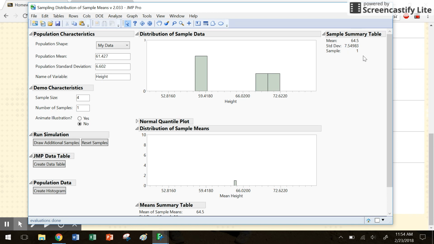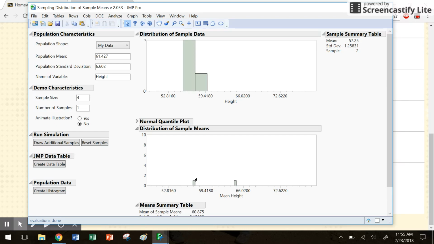So for that particular sample, this is the sample mean, X bar. So the sample mean up here is 64.5. So on this lower plot, we've got a rectangle above 64.5. If we do it again, say draw additional samples again, the top window changes, reflecting that we have a new random sample with a new sample mean. So the second time I did this, I got 57.25. So it's going to be represented down here.